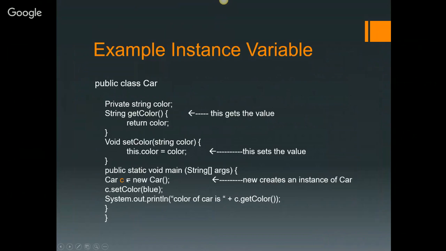And then this is where it all goes down. This is where it starts, of course, because it's the main. And then the system prints it out. It says the color of the car is the instance class variable, and it gets the color, which is blue.